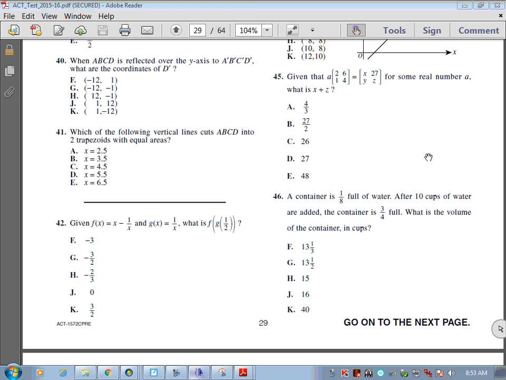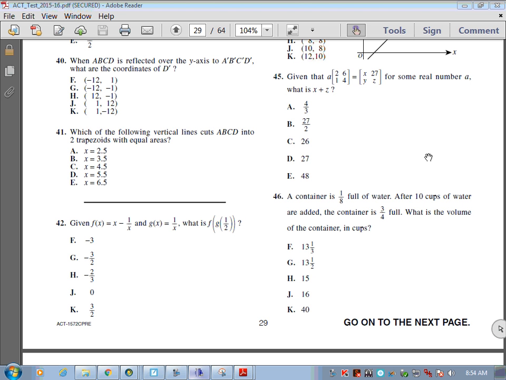Okay, 46 was arguably at the time, man, I racked my brain over this for a long time, and then I had to write an equation for it, because to me, this was confusing. All right, a container is 1/8 full of water, but I don't know how big it is, right? They're not saying 1/8 of a cup of water. They're just saying 1/8 of whatever it is. And then I'm going to add 10 cups to it, and it's only going to be 3/4 full.